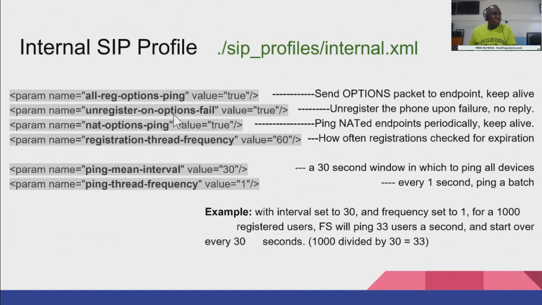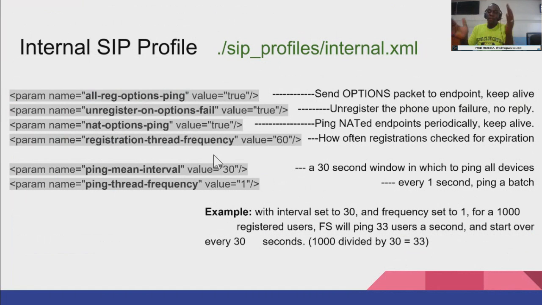Then there is unregister-on-options-fail: unregister the phone upon failure. If there is no reply, then we unregister the phone. Ping NATed endpoints periodically to keep alive. Those are options. You can try and test and see.